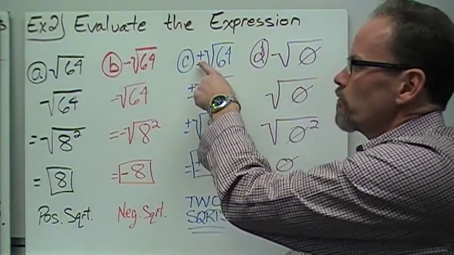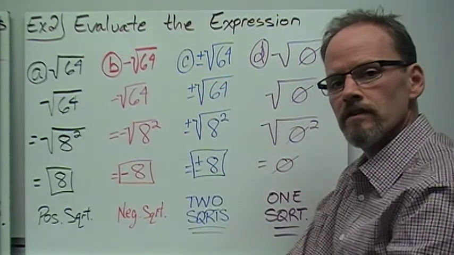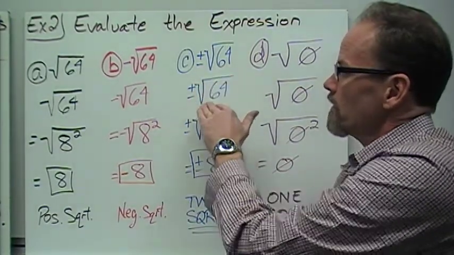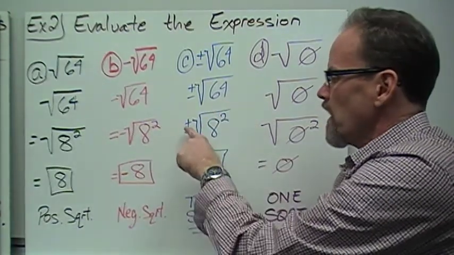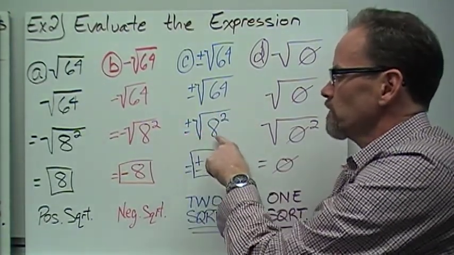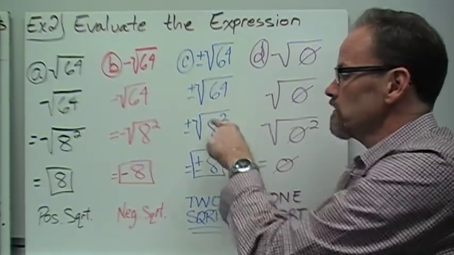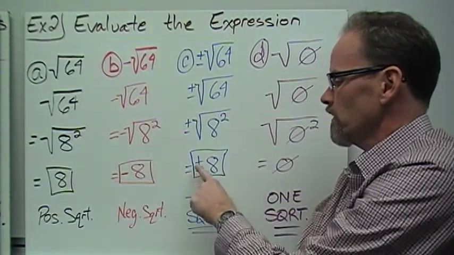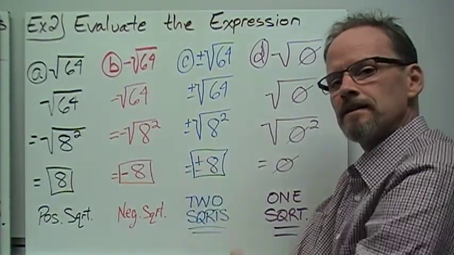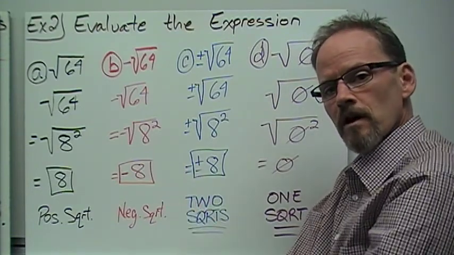Here we have, what is the positive or negative square root of 64? Going through the same process, I rewrite the problem on my paper. Positive, negative, what number times itself gets me to 64? Well, 8 squared. And the way I would write this answer is plus or minus 8. 2 square roots. There's our 2 square root possibility.